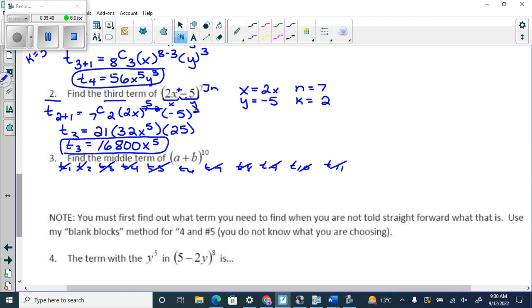But if the question is to find the middle term of (a + b) to the 11, you say there's no middle term. Yeah, if it says why, they'll say justify why there's no middle term.